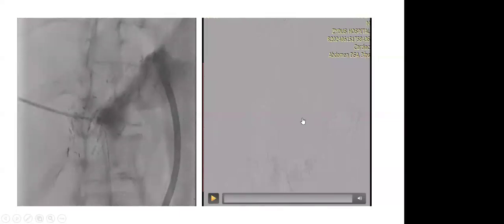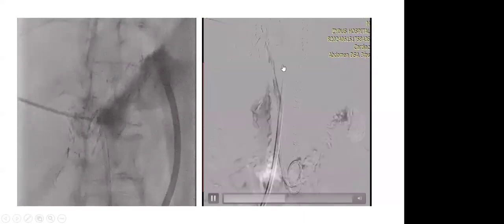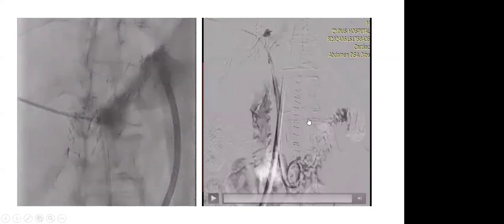So it took almost 30 minutes to get this access. And once you are inside the CBD, then it is very easy to exchange it with the internal external catheter. Now, what happens in the future?